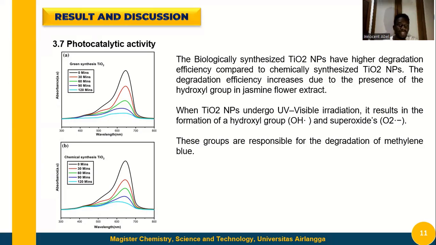As it can be observed from these plots, on the plot of green synthesis, the peaks are not too high, are not too tall. So we can see that the height of the peaks is shorter compared to the height of the corresponding peaks, which implies higher effectiveness in this process.